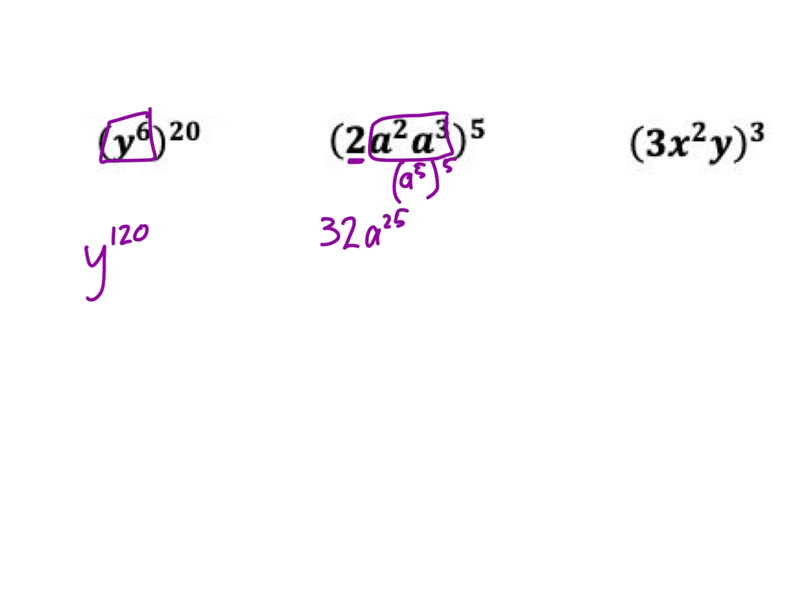And then again, for the last one, I'm going to start with my number. I'm going to take 3 to the 3rd power, and I get 27. And then I'm going to take x squared to the power of 3, which means I'm multiplying those two. So x to the 6th power. And remember, y is just y to the 1st power, and y to the 1st power to the 3rd power is going to be y to the 3rd power.